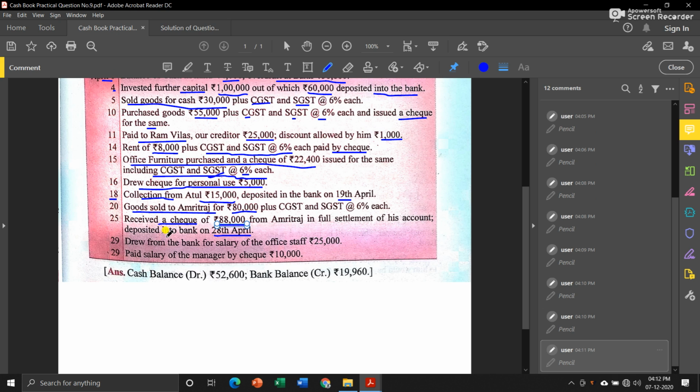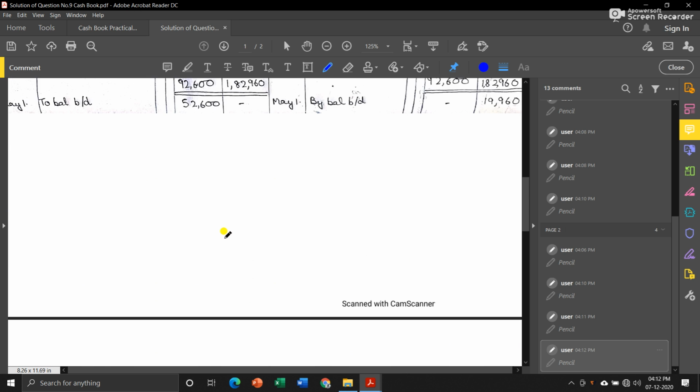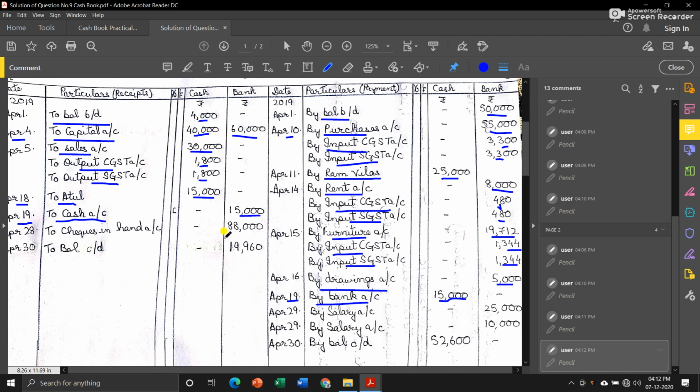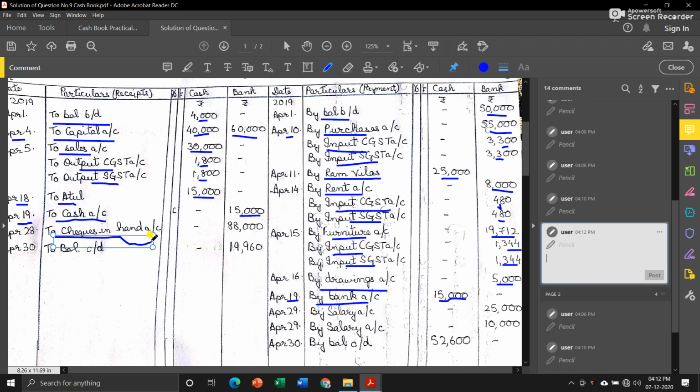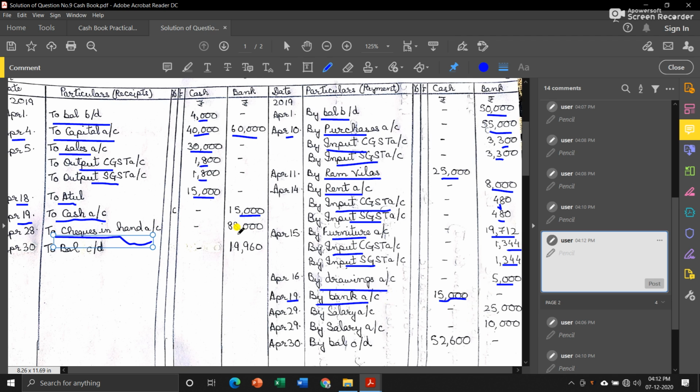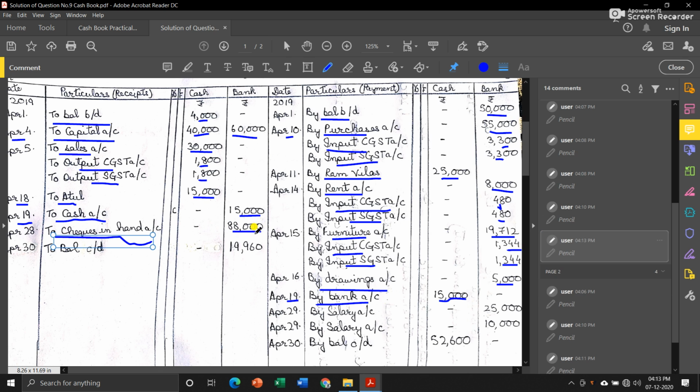They said that we deposited that check into bank on 28th April. So for that we will record in our cash book on the debit side, because when we deposit that check into bank, we will receive the amount in our bank account. So on April 28, on the debit side we wrote to checks in hand account, and in the bank column we wrote 88,000.